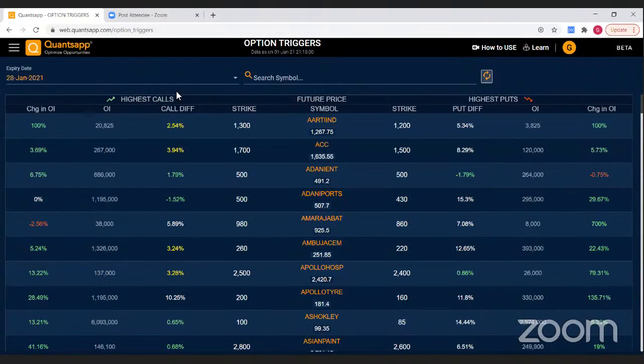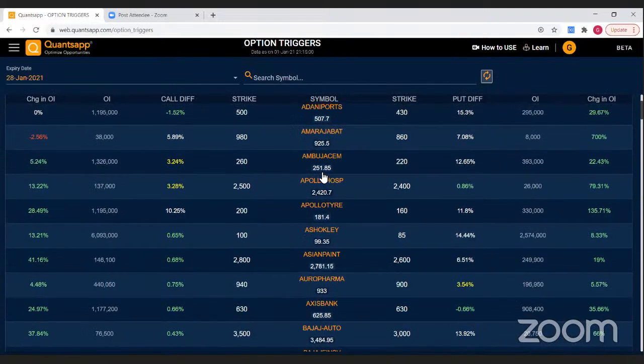And on the left side, you can see the highest call, and on the right side you can see the highest put. On the left side you can see the strikes. This is the strike where the highest call is, and this is the strike where the highest put is for that particular stock.